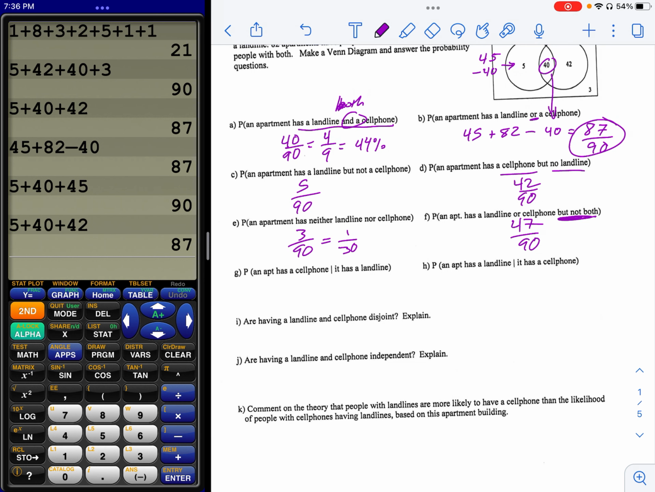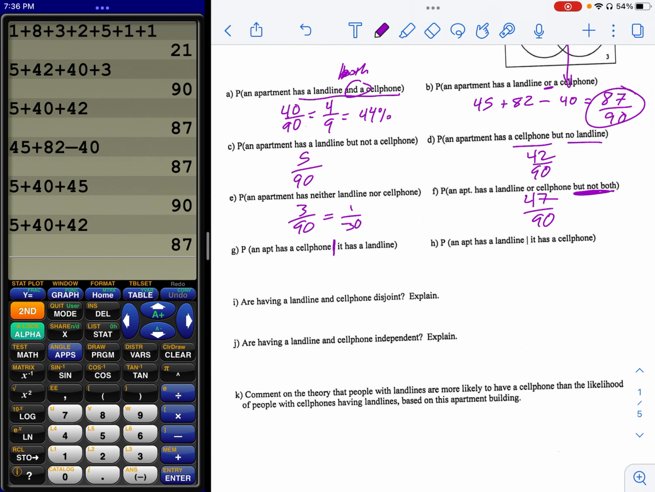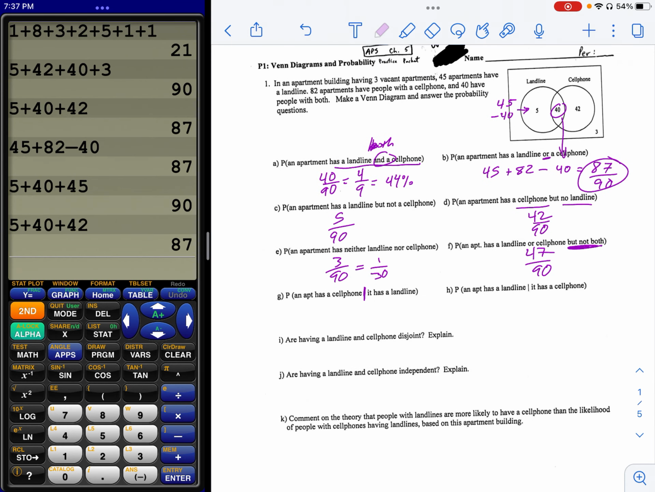Okay. Now we get into some fun. The bar, remember, is a condition. So we're trying to pick an apartment that has a cell phone, but the condition must be satisfied. The apartment we're picking can only come from the apartments that have a landline. So I like to do this. I have to pick from this orange circle, and there are 45 apartments in that orange circle. I like to say that the condition limits the denominator, or it limits the sample size.